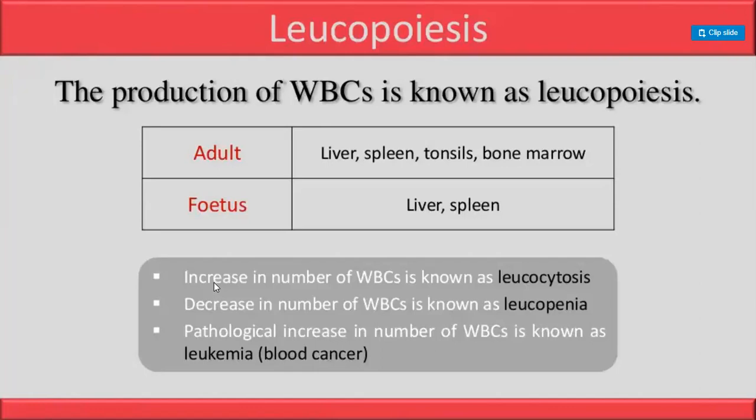So leukocytosis, excess production of white blood cells. Leukopenia, decrease in the production or decrease in the number of white blood cells. And then leukemia is a pathological increase in the number of white blood cells, accompanied by the presence of blast cells or leukoblasts, and we also have what we call myeloblasts, which we'll talk about later.